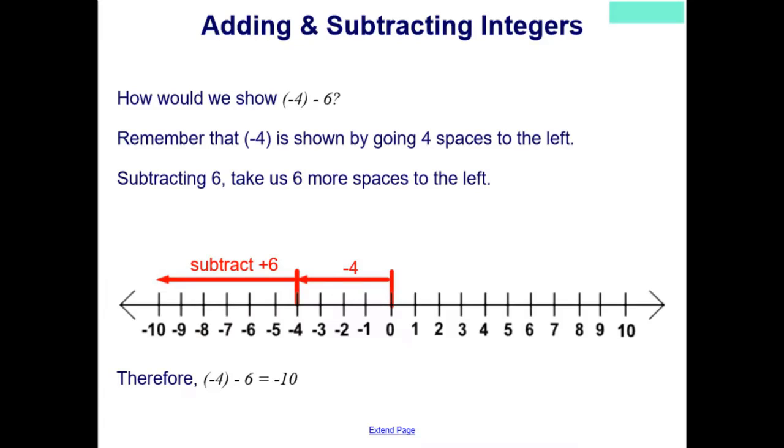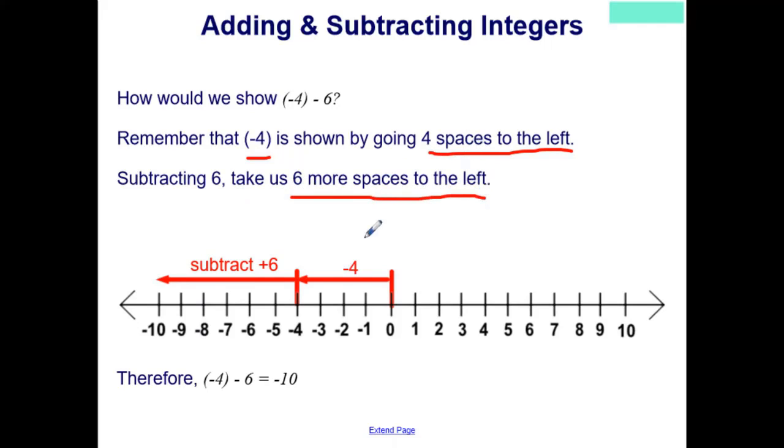How would we show negative 4 minus 6? Now we're throwing in our negative integers. Well, we have to remember that negative 4 is shown going 4 spaces to the left. Subtracting 6 takes us 6 more spaces to the left.